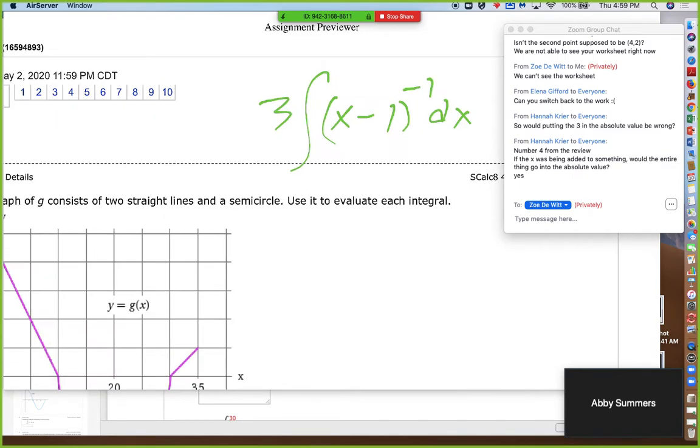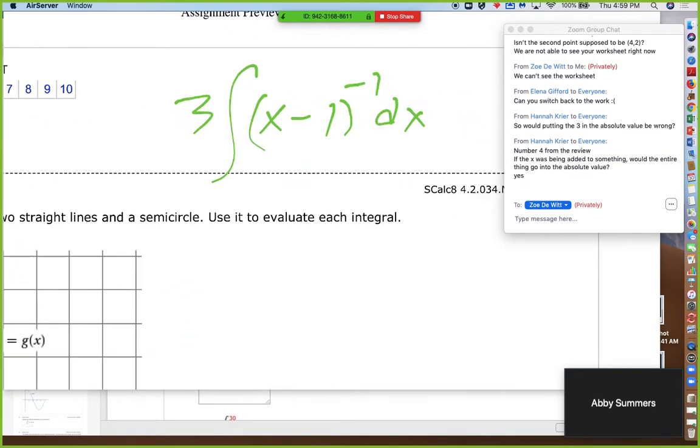Yes. Oh, yeah. If you guys don't know, Hannah's got some calc experience in the background. Yeah, this ends up being 3 ln of the absolute value of x minus 1. That is absolutely 100% true, but it only works if this is linear. So that has to be a linear function and it's really direct, and x has a coefficient of 1.